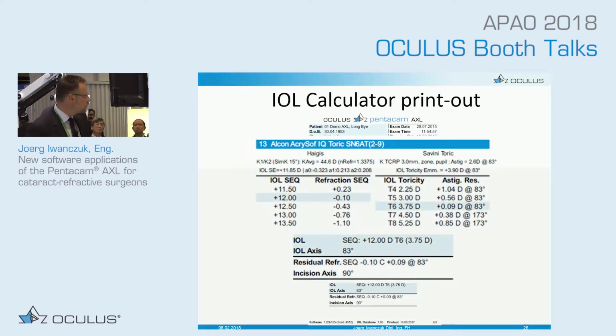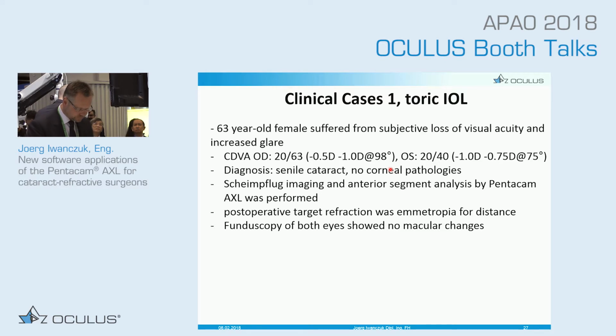And now let's look to two clinical cases that I brought with me. A 60-year-old female suffered from subjective loss of visual acuity and increased glare. That was a corrected distance visual acuity on the right eye, 20/36. This was her refraction, a little bit myope with an astigmatism. Left eye, 20/40, -1, -3/4 of a diopter at 75 degrees. She has senile cataract but no corneal pathologies. They did Scheimpflug imaging and they target post-op refraction for emmetropia, and the fundus was also nice.